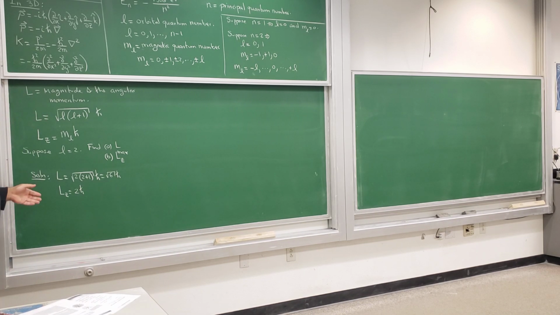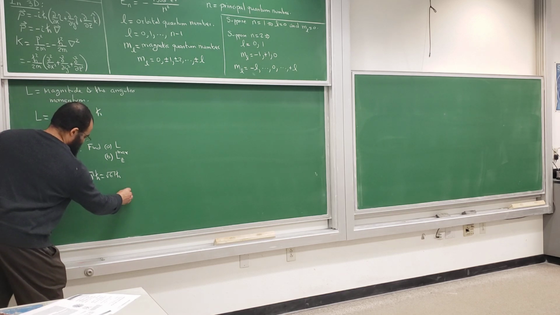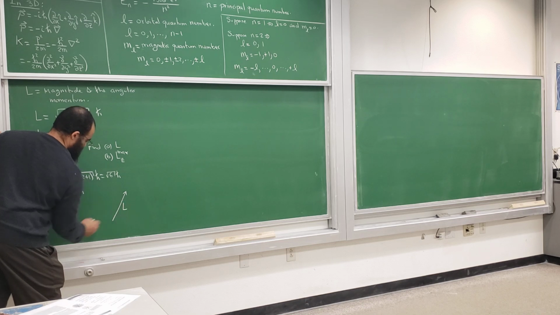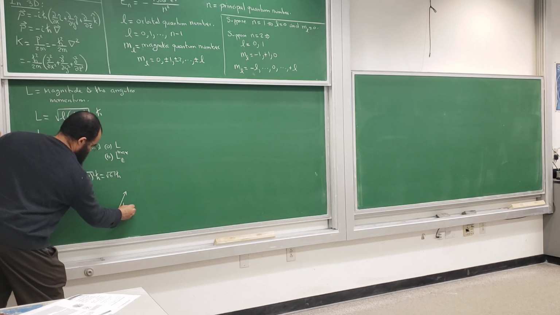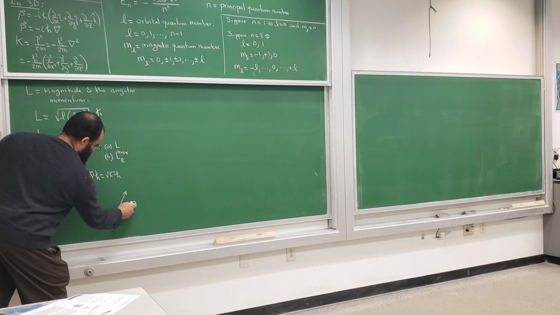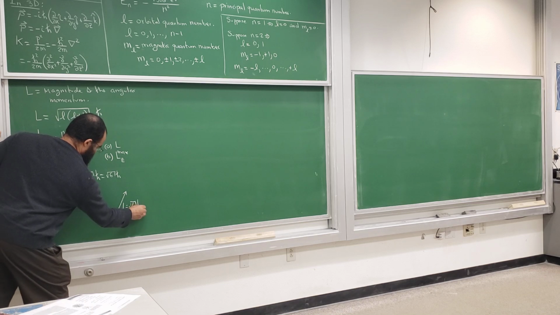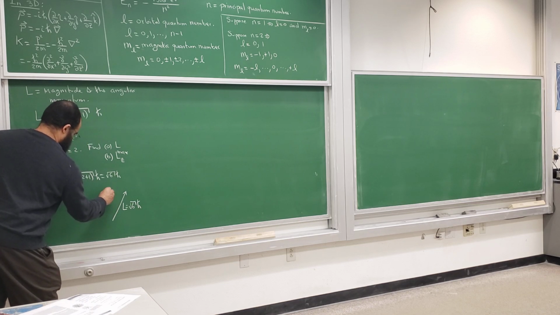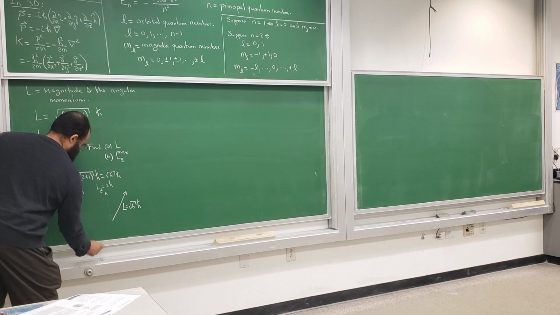So here's what we're saying. Here's the z. Here's L. It's the square root of 6 h bar. And here's its z component. Lz is equal to twice h bar, and they make an angle theta with each other.